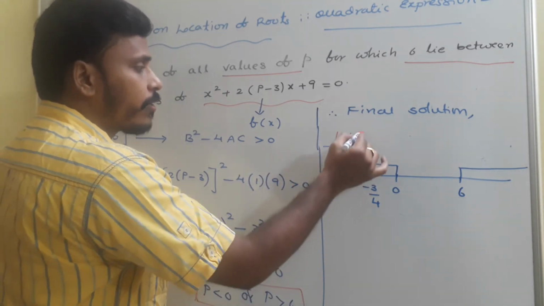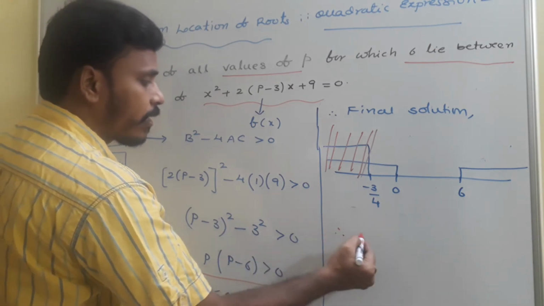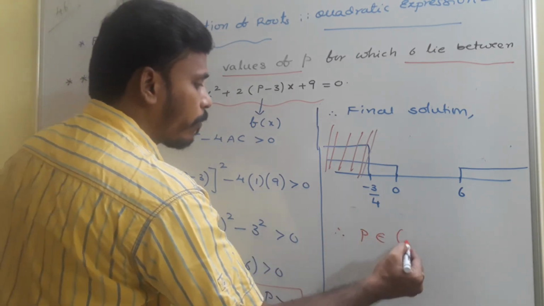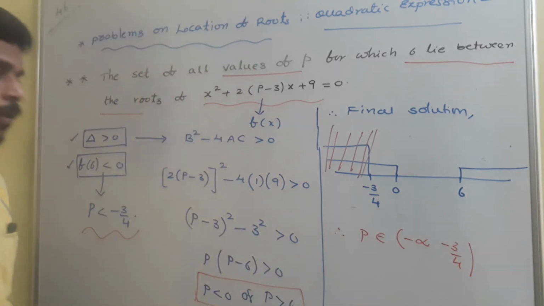Right, and this is that region. When you identify this region which is less than minus 3 by 4, the values of p belong to minus infinity to minus 3 by 4. At the end, that's your answer. Just have a look.